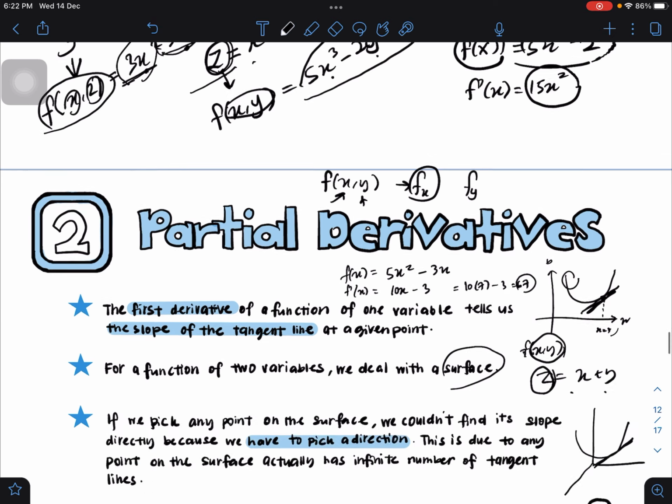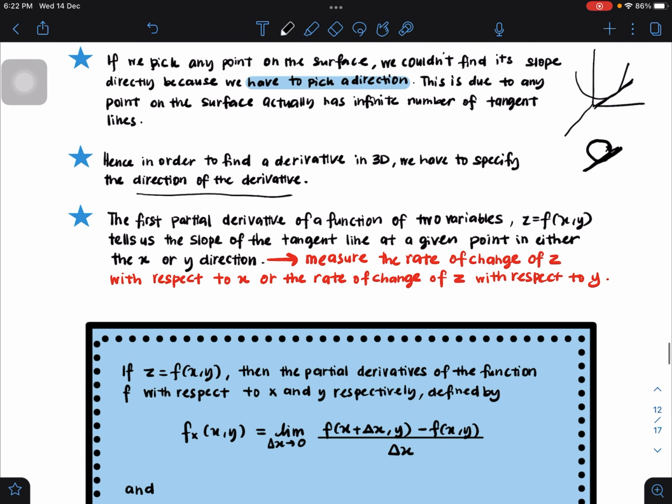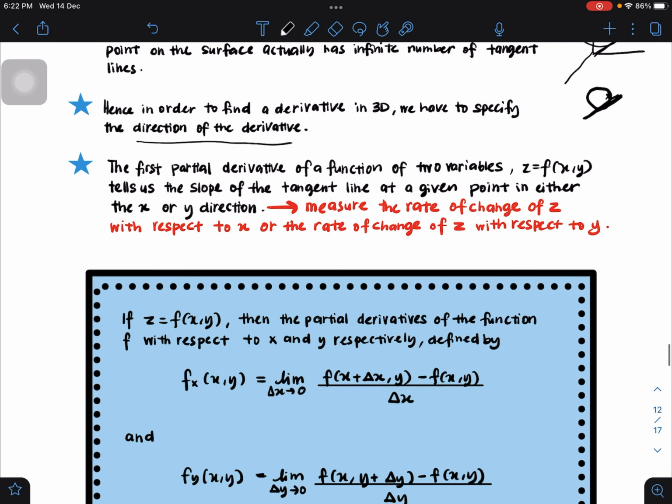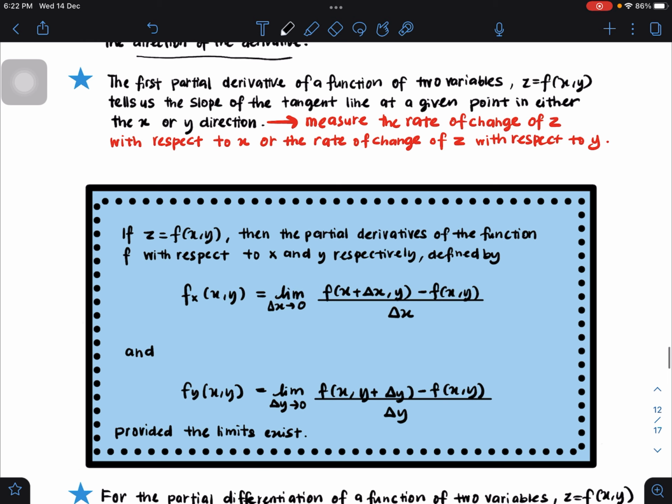Alright, so now, let's see what is the partial derivative of the function of two variables.